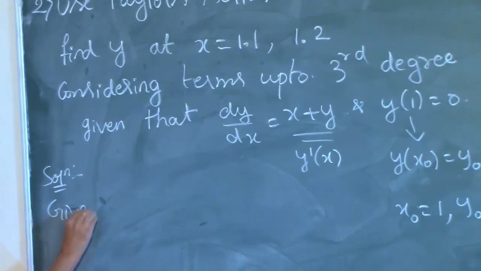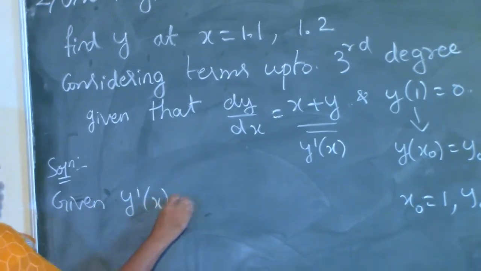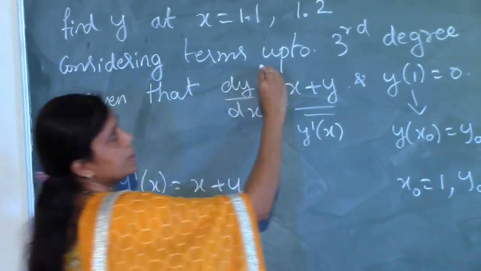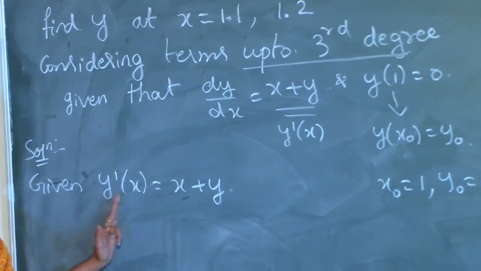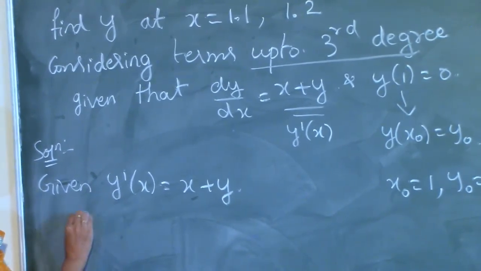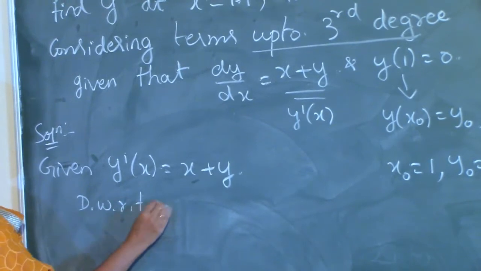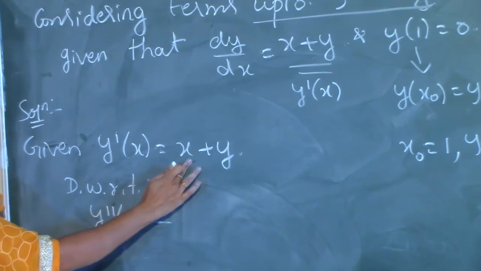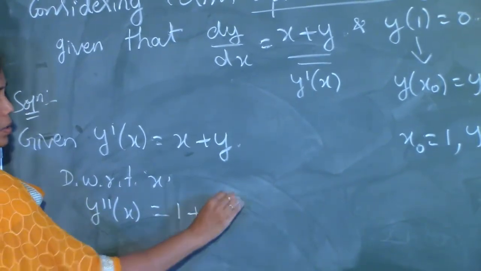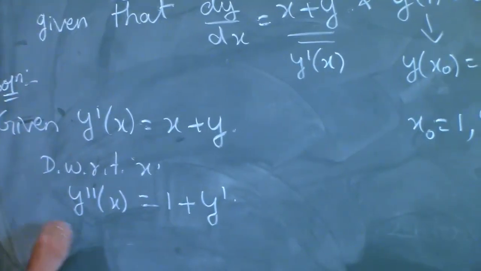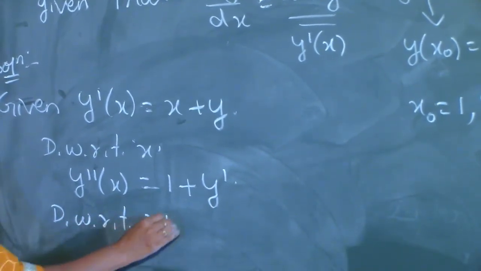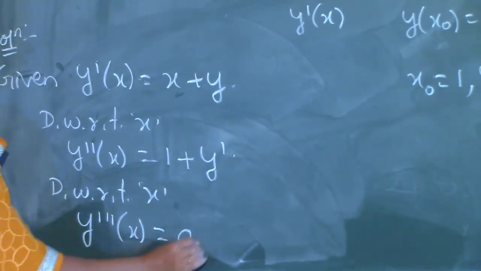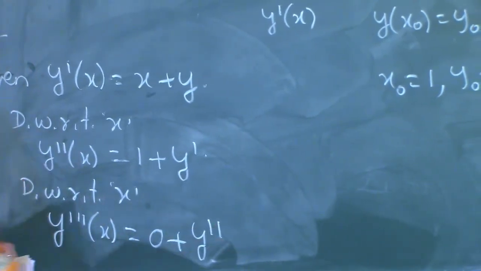Given y dash of x is equal to x plus y. Again here also he is asking up to third degree terms. So we need to find up to third order derivatives. First differentiate this with respect to x. Again y double dash of x is equal to differentiation of x is 1, derivative of y is y dash. Again differentiate this with respect to x. We get y triple dash of x. Differentiation of 1 is 0, differentiation of y dash is y double dash.